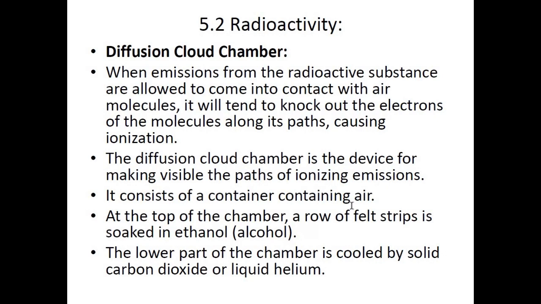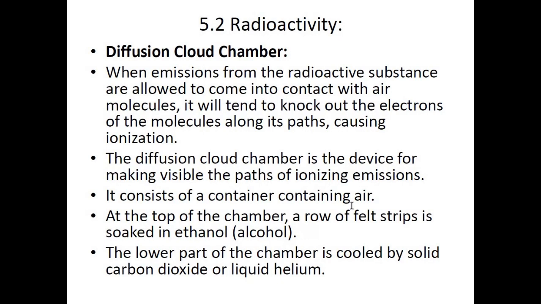Again, this is one of the more common types of detector being used. When emissions from radioactive substances are allowed to come into contact with air molecules, they will tend to knock out the electrons from those molecules along their path, and that would cause a path of ionization to occur. The diffusion cloud chamber is the device for making those paths visible so that you can see them with your naked eye. They consist of a container containing air.